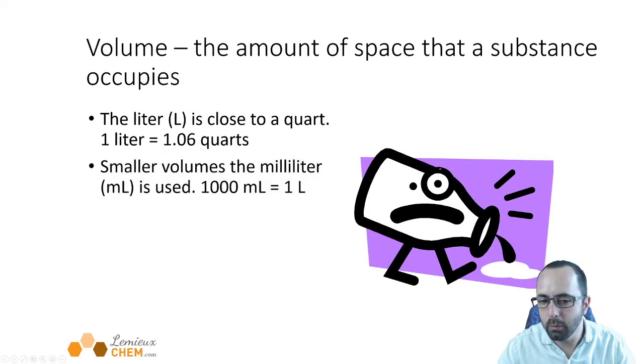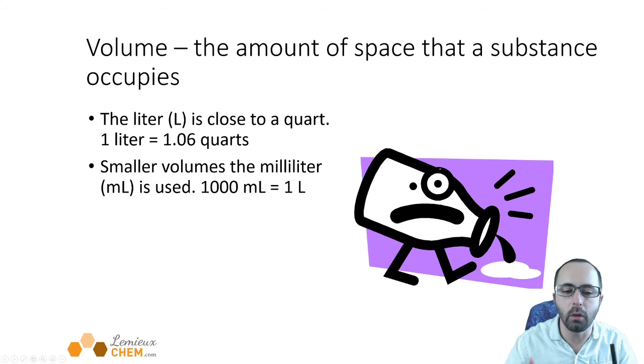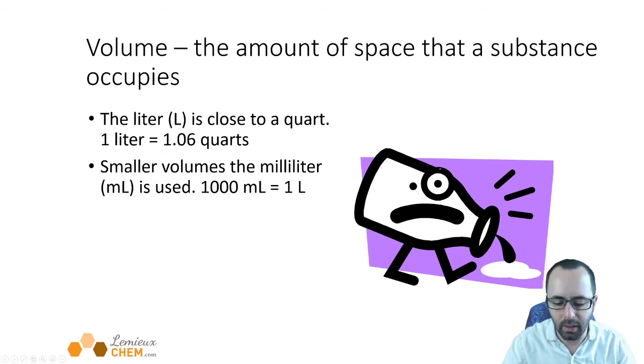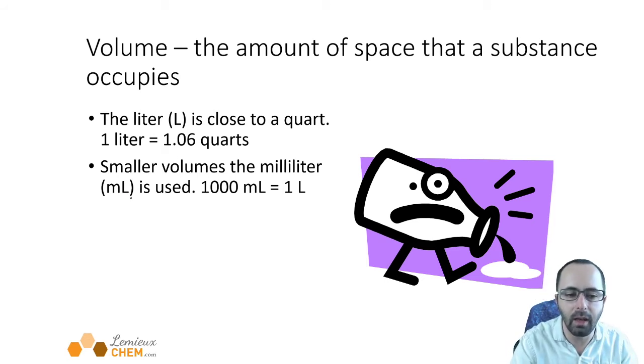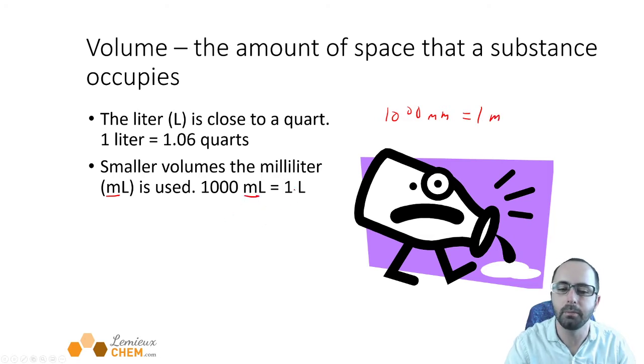For small volumes, just like when we did small distances, we used millimeter, if we're going to do small volumes, we use milliliter. And we indicate it with the little m right in front, milliliter. And 1,000 little milliliters fit in a liter, just like 1,000 millimeters are 1 meter. Well, 1,000 milliliters are 1 liter. Works exactly the same.